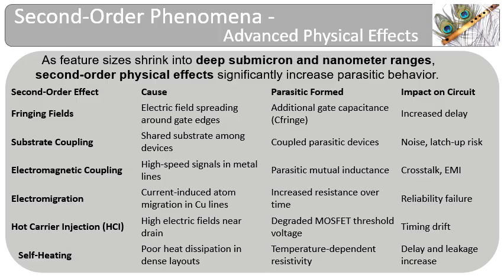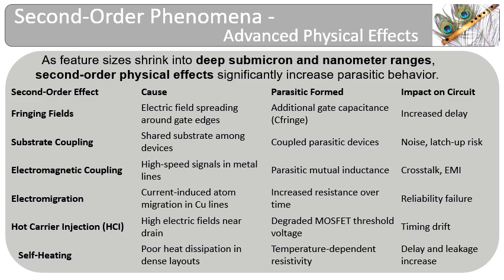In VLSI physical design, parasitics introduced by device geometry, interconnect structures, and material properties significantly impact chip performance and reliability. Fringe fields occur due to electric fields spreading at interconnect edges, increasing unwanted capacitance and causing signal delay and power loss. Substrate coupling occurs when noise signals travel through the common silicon substrate, leading to interference between analog, digital, and RF blocks. Electromagnetic coupling arises from high-frequency currents in adjacent interconnects, inducing unwanted voltages and degrading signal integrity.